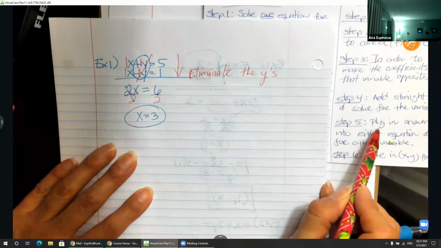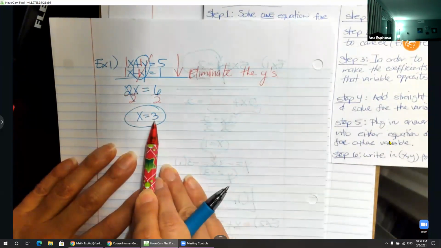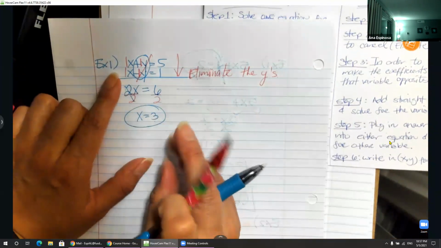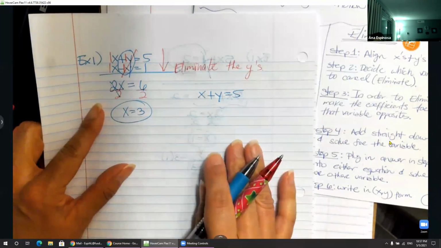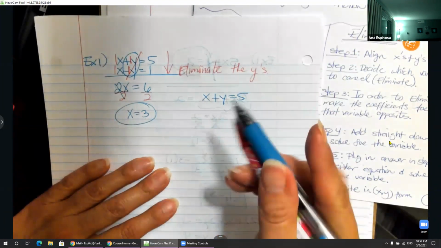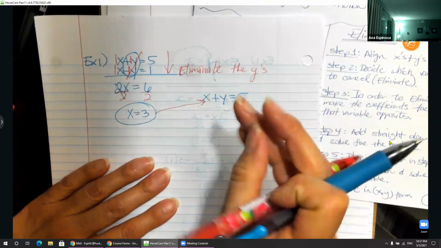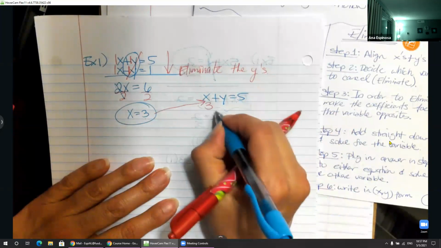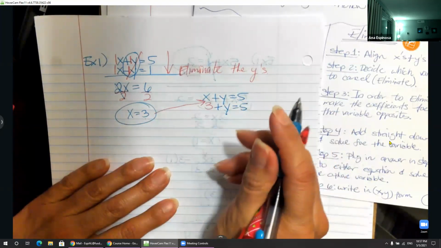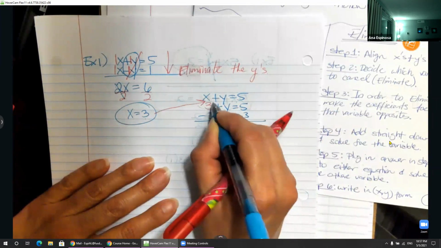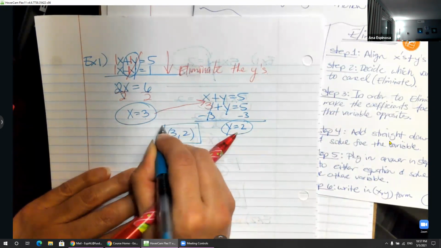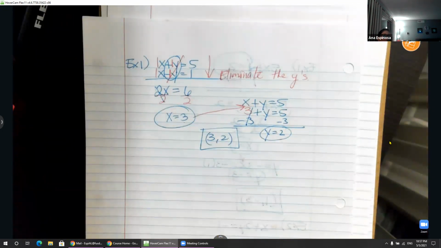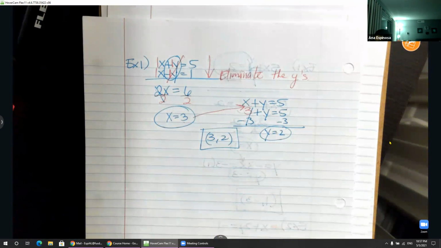Then you're going to plug in the answer in step 4, which is this one, into either equation. It doesn't matter. Just make sure that you do one of the original ones. I'm always going to try to use the one that has the least amount of negatives. And that's going to go in here. 3 plus y equals 5. And then I'm going to subtract a 3. So I get y equals 2. So my final answer is 3, 2. Let me just double check. And that's how you eliminate. Yes, it is 3, 2.